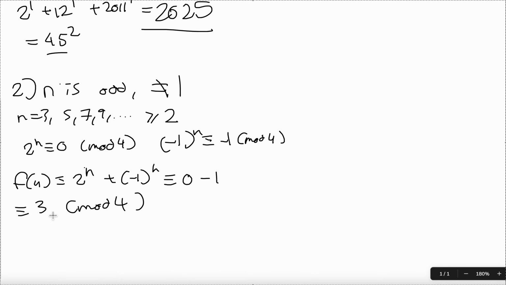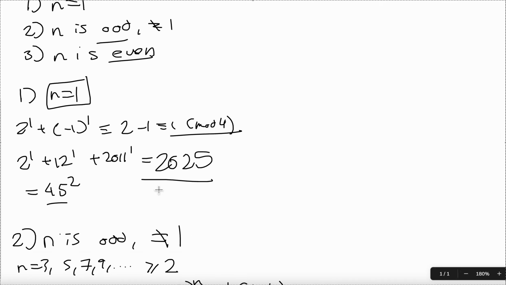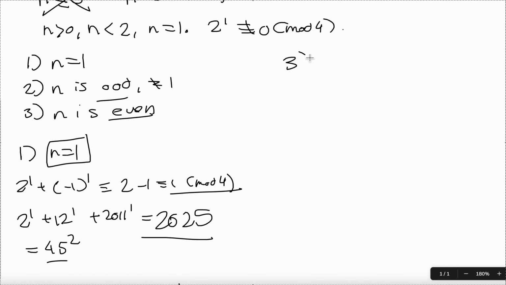And so 3 is not 0 or 1, so there does not exist any n such that f of n is a perfect square. There does not exist, I should probably say there does not exist odd n, which is not equal to 1, such that f of n is a perfect square. So now let's try case 3.